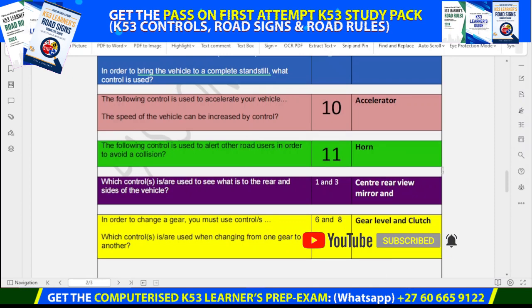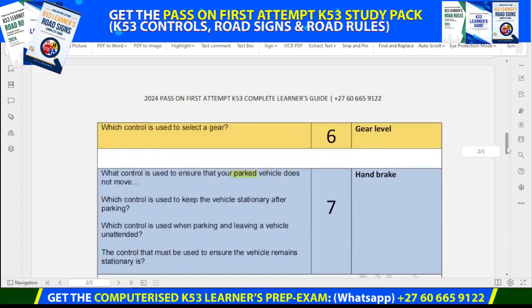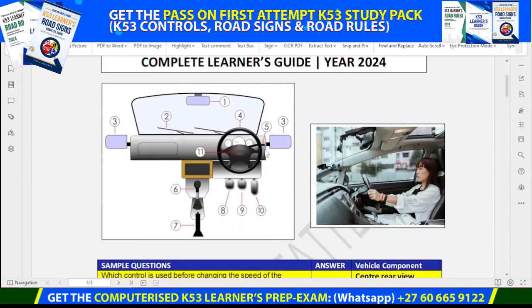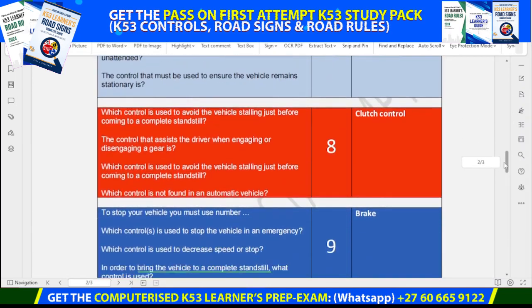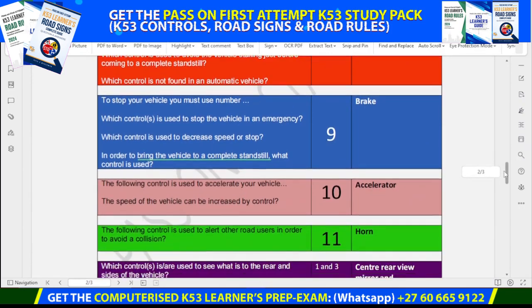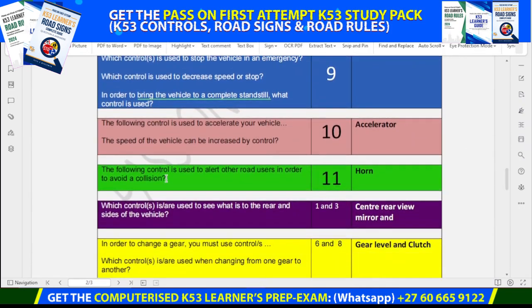Now let's look at control 11. Let's go back to that diagram again. Here's control 11, right? So control 11 is the horn. The question that you are likely to encounter on control 11 is: the following control is used to alert other road users in order to avoid a collision. So that's control 11, right? It's used to alert other road users because when you are beeping the horn, it will alert other road users to avoid a collision.